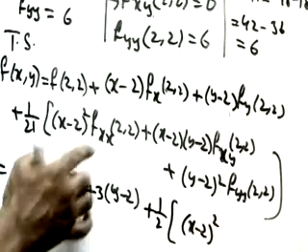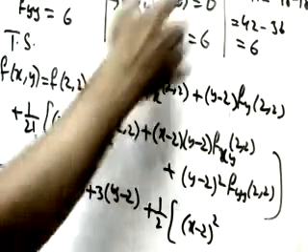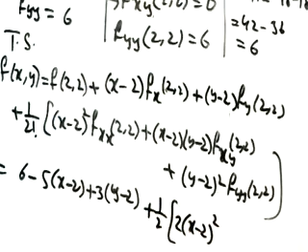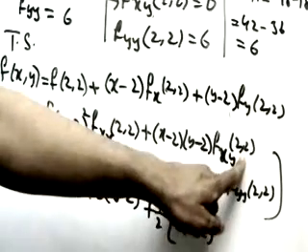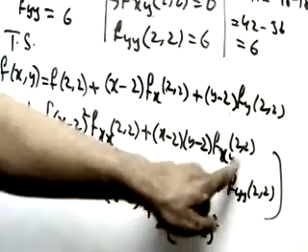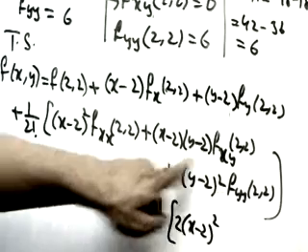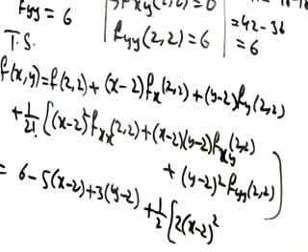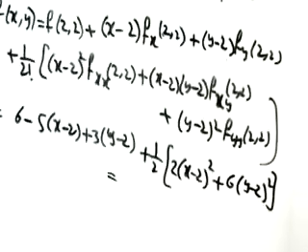(x minus 2) whole square, fxx(2,2) is 2, we can write 2 here. Then fxy(2,2) is 0, so 0 into a number is 0. So let me write this one: plus (y minus 2) whole square, fyy(2,2) is 6. Finish. So this is the answer.